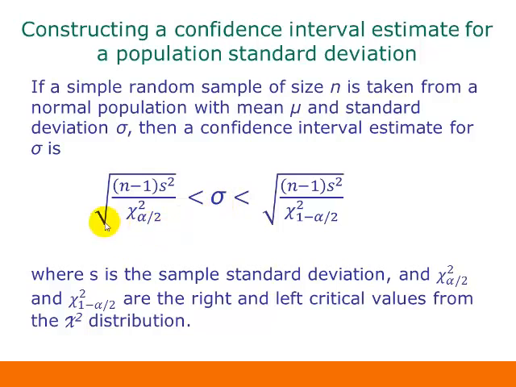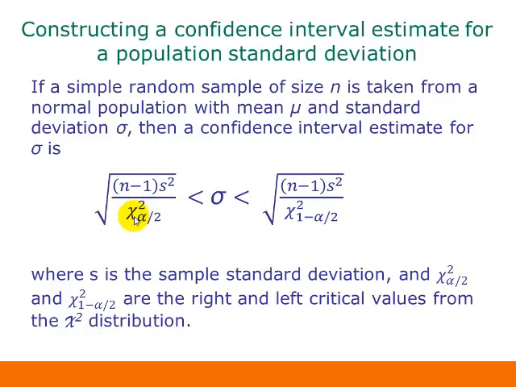So our lower bound is the square root of n minus 1 times s squared over our critical value that was on the right. So this is our critical value for alpha over 2. Our upper bound is the same thing, only the critical value is the one that came from the left. So that's the 1 minus alpha over 2 critical value.